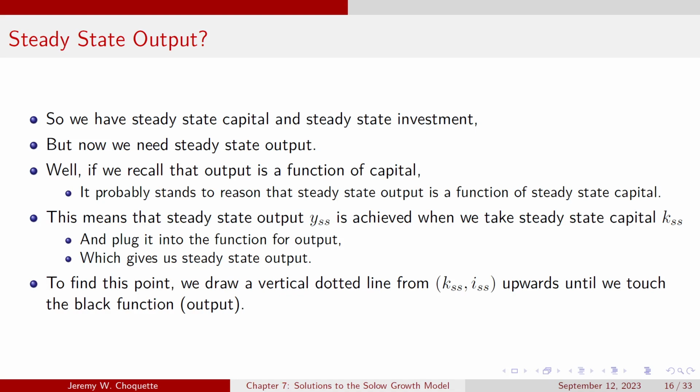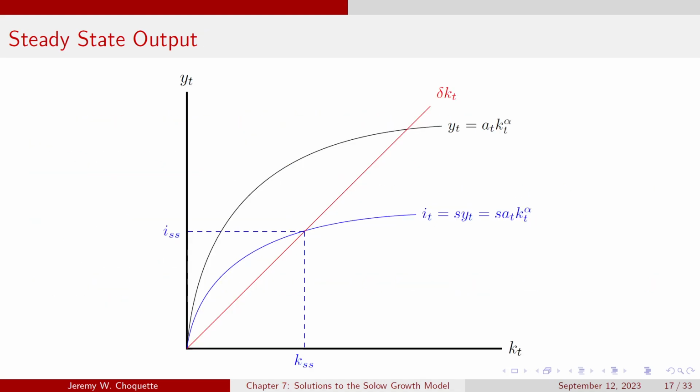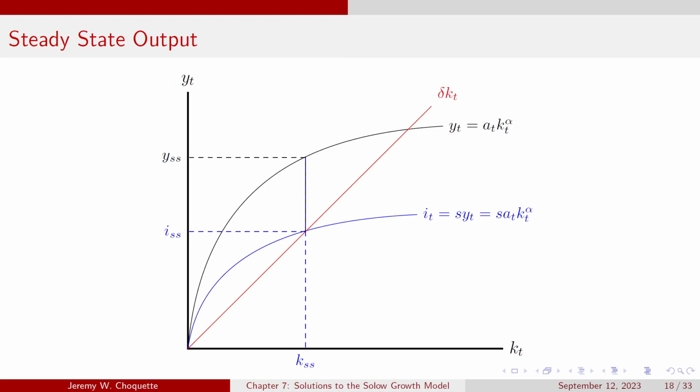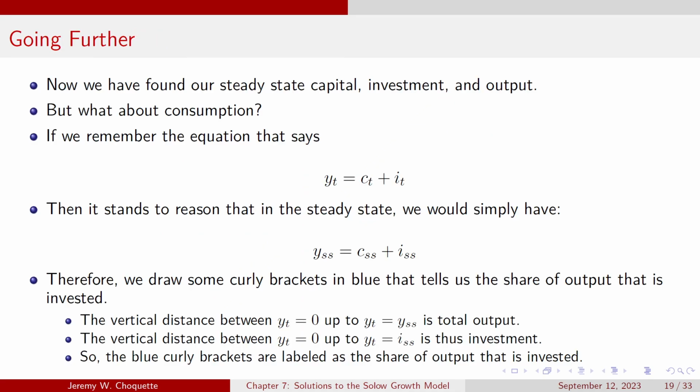So to find this point graphically, all I'm going to do is draw a vertical dotted line from the point that satisfies steady state capital, steady state investment, upwards until I touch the output function. Right? So this is steady state capital giving me steady state investment. And from that point of intersection, I'm just going to draw a line upward, and that's going to give me steady state output. So this right here is the solution to the Solow growth model, at least graphically speaking. Okay, well now we've found steady state capital, investment, and output.